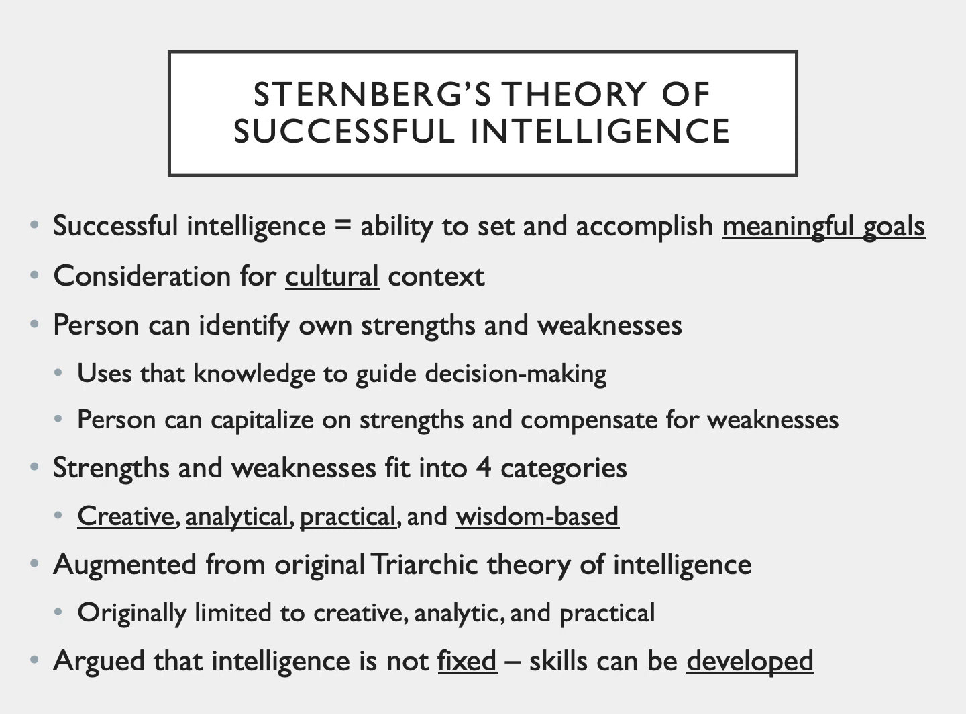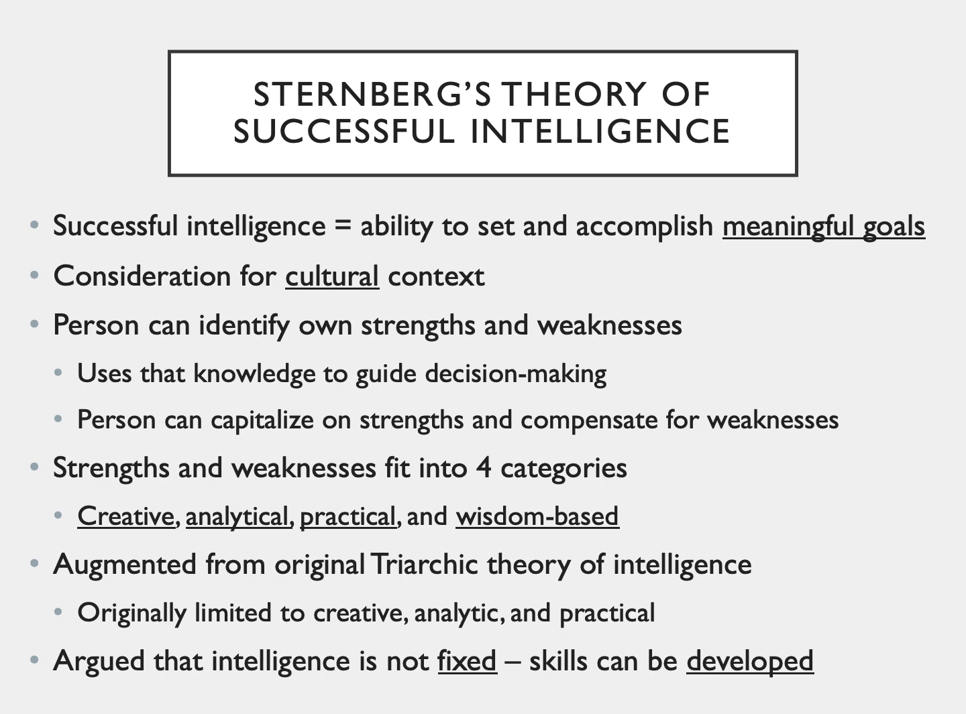The first of the contemporary theories I want to discuss is Sternberg's theory of successful intelligence. Robert Sternberg theorized that successful intelligence is the ability to set and accomplish meaningful goals. There is ample consideration for cultural context in shaping these goals and in shaping the strategies to achieve them. Ideally, to have successful intelligence, the person can identify their own strengths and weaknesses and can use that knowledge to guide their decision-making. Essentially, the person can capitalize on their strengths and compensate for their weaknesses.